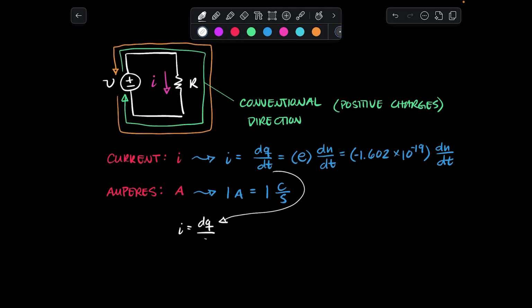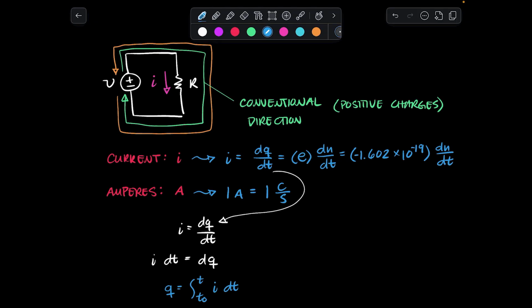Now, if we take this formula for current, we can derive the formula for charge, which is equal to the integral of the current multiplied by dt, which is the change in time measured in seconds, integrated from some initial time to some final time. So we can find the amount of charge that has flowed through some particular point of a circuit by integrating the current that has flowed through that point over a certain period of time.